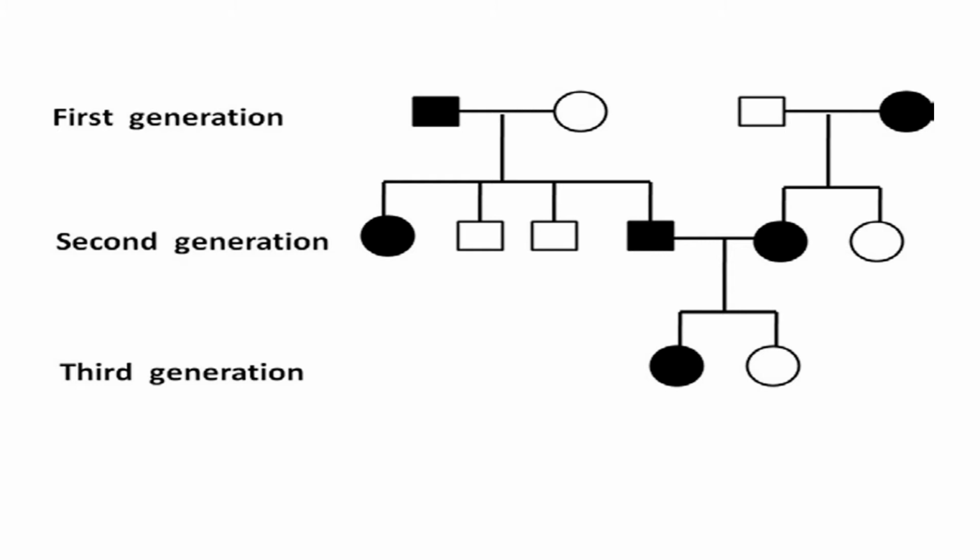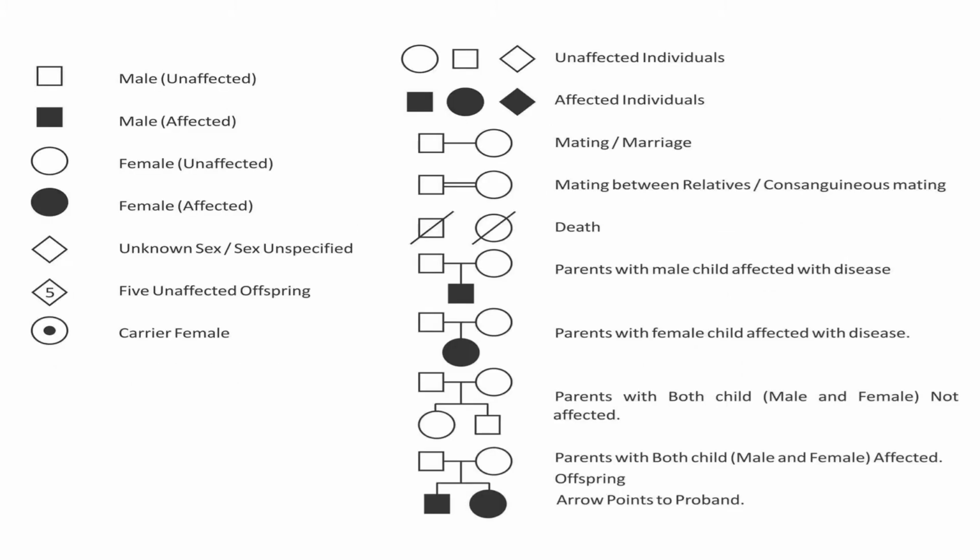It is the classical pedigree tree where we can see the first generation, second generation, and the third generation. Here, the square represents the male and the circle represents the female. These are the symbols used in pedigree analysis. Study it carefully.